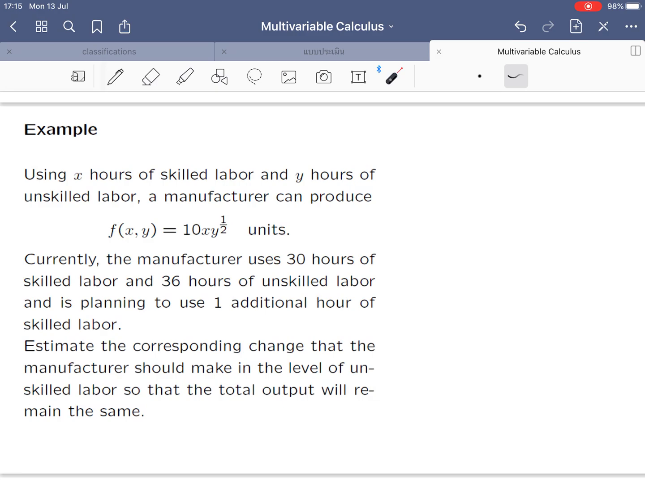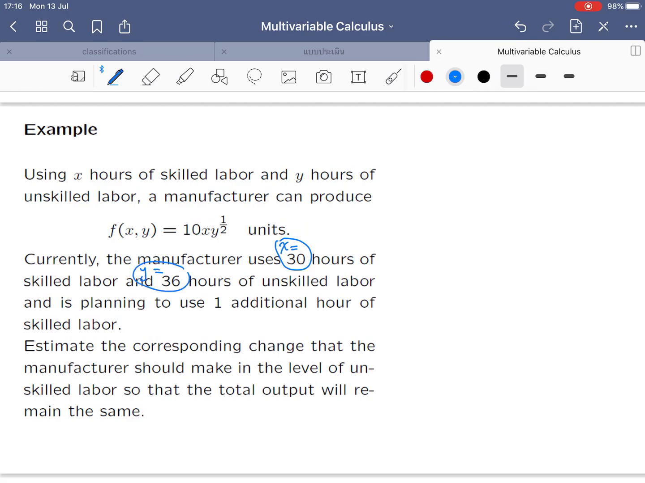How about this one? It says that if you have x hours of skilled labor and y hours of unskilled labor, it can produce this many units. You have 10x y raised to the power 1/2. You see the factor of the unskilled labor is lowered a little bit by a square root, right? Currently, you have 30 hours of skilled labor, so here's your x, and then you got 36 hours of unskilled labor, there's your y.